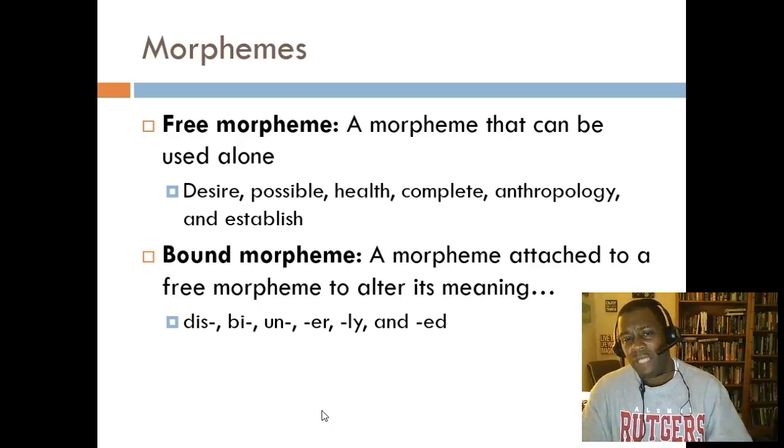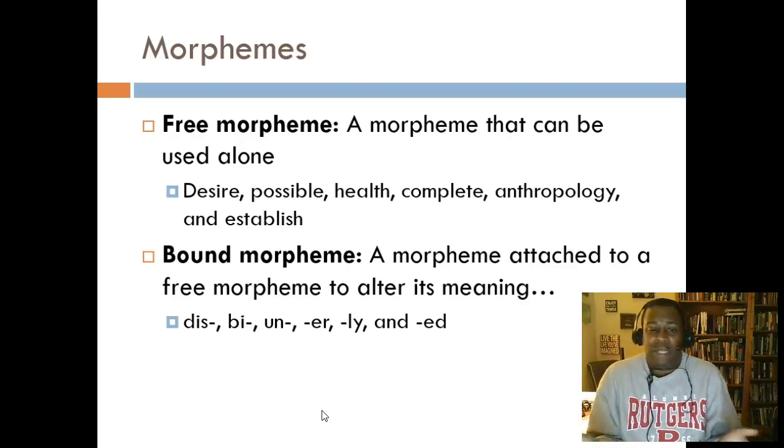Then there's another type of morpheme, and these morphemes I often call affixes, prefixes and suffixes. They don't necessarily have to be articulated in that way, but I refer to them as affixes. And these are bounded morphemes, and a bounded morpheme attaches to a free morpheme to alter its meaning.